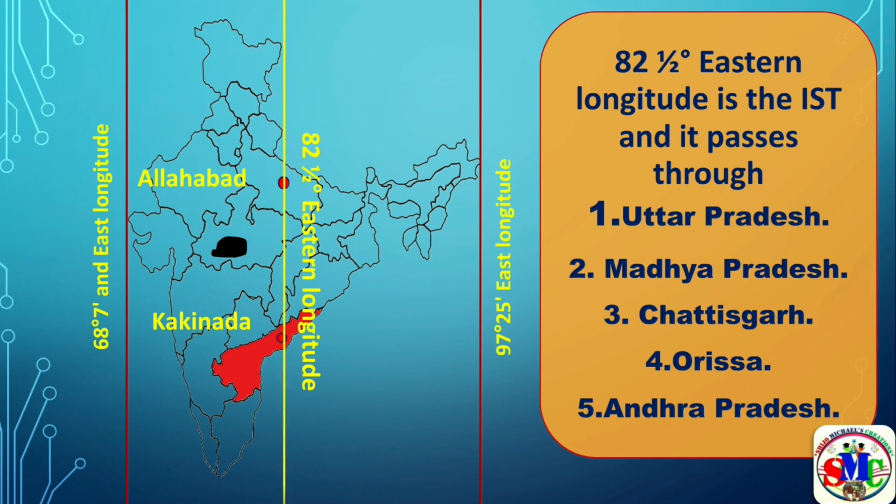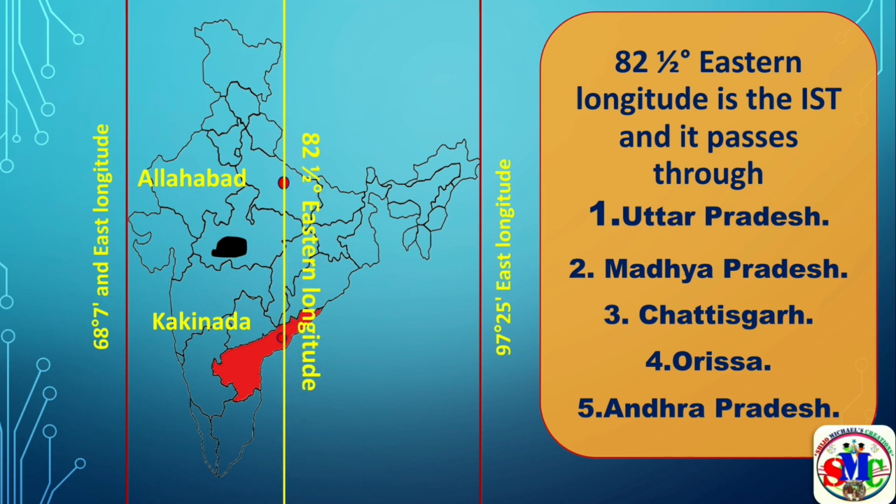When we study about longitudes, it is very important to study about IST, that is the 82.5 degree eastern longitude, and it is the longitude that passes through the middle of India. The full form of IST is Indian Standard Time, as it is the base of Indian time. Now you may be asked to point IST or the 82.5 degree eastern longitude, then draw a line through the middle of India vertically as shown in this picture.